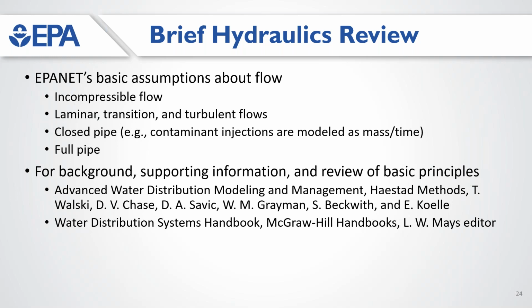So now I'm going to provide a very quick overview of the hydraulics review of how EPANET functions in this regard. There are 4 basic assumptions about how EPANET calculates flow. First of all, flows are all incompressible fluids and liquids. Flows can be turbulent, laminar, or transition flows. All pipes are closed with no added volume, so contaminants are modeled as injected mass per time. And all pipes are modeled as full, so partially full or intermittent flows cannot be modeled with EPANET.